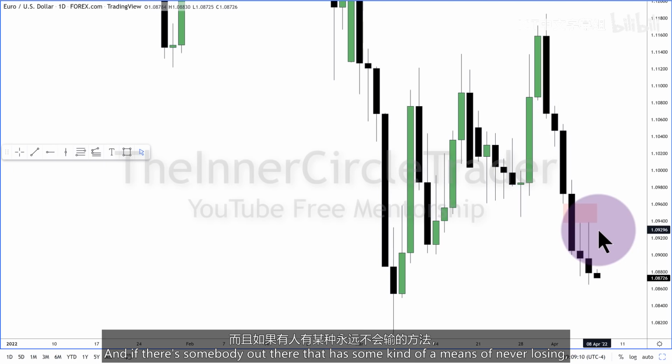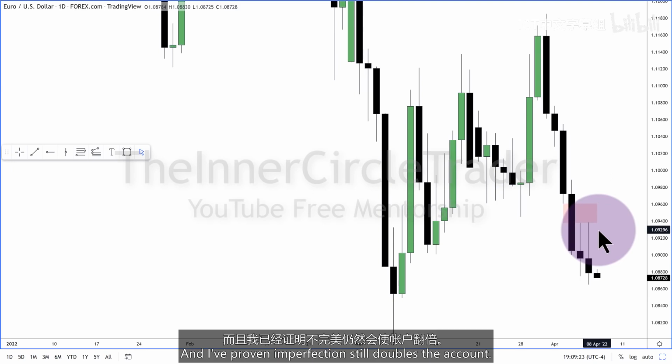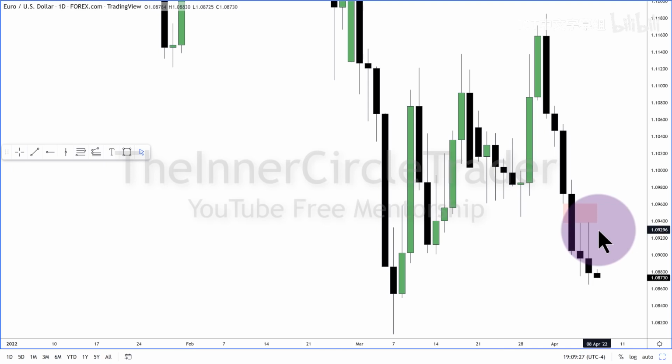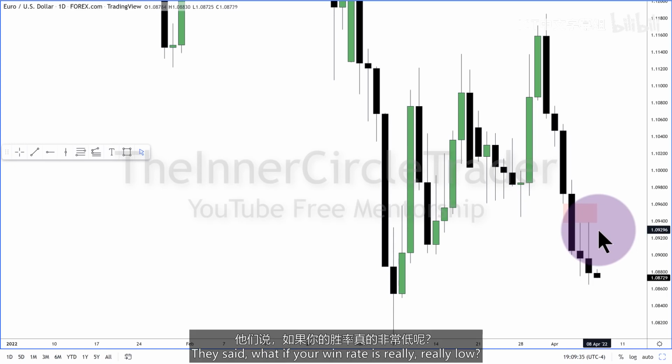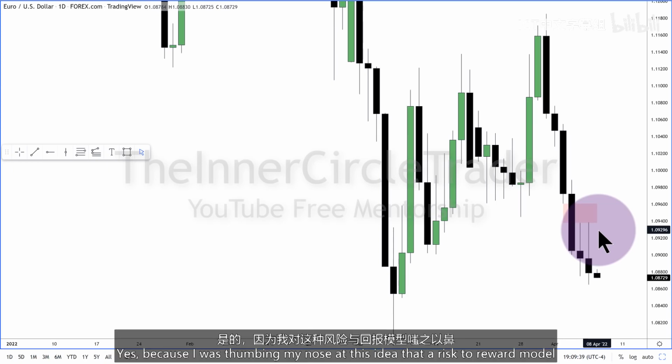If there's somebody out there that has some kind of a means of never losing, they're doing that very thing. They're never going to talk about it. They're never going to teach it. So you don't need to be perfect. And I've proven imperfection still doubles the account. It's simple. And you can have a lot of losing trades. One of my students asked, what if your win rate is really, really low? Can you still double an account?